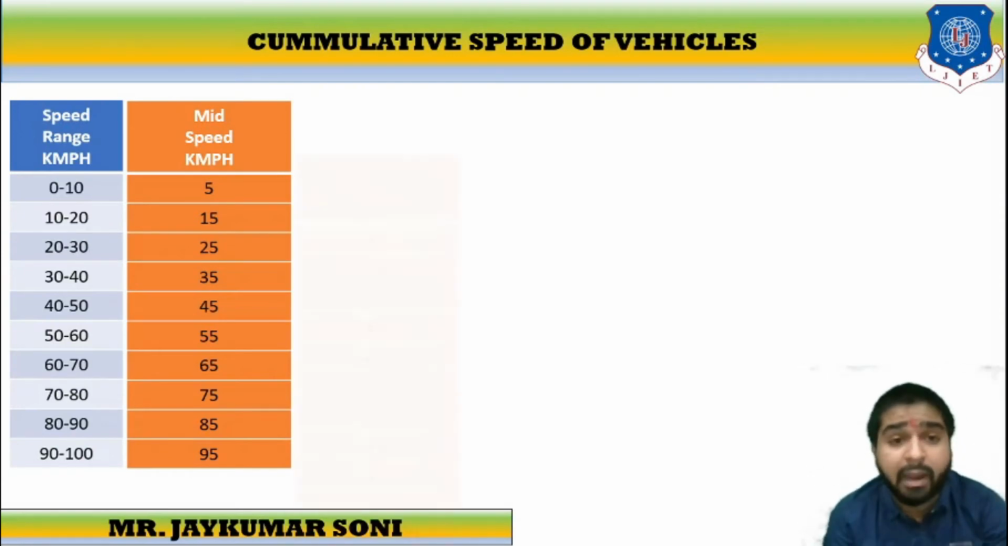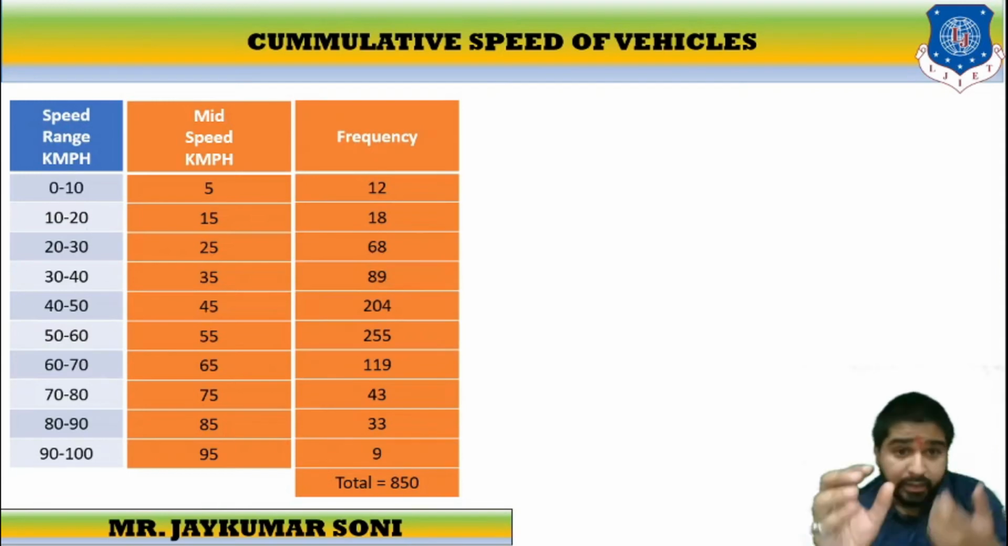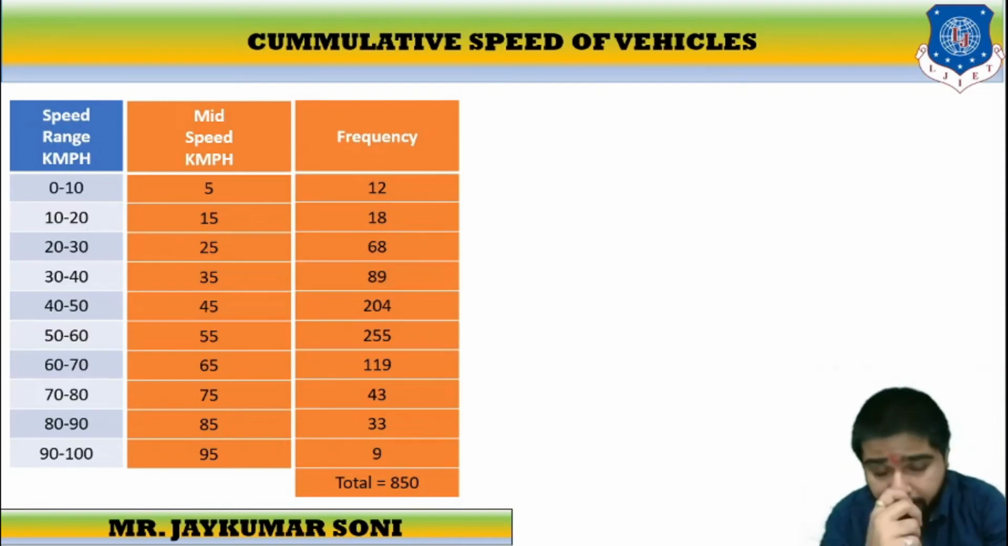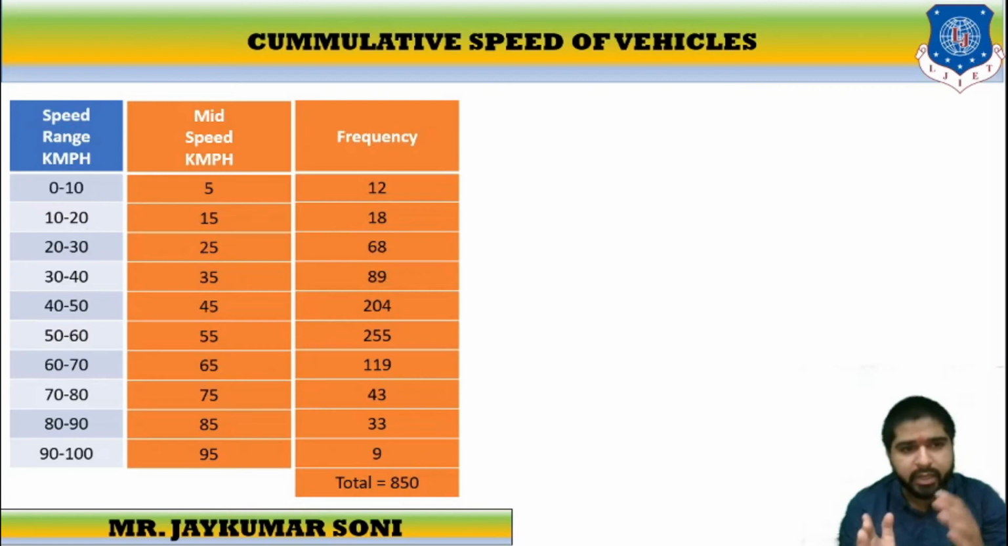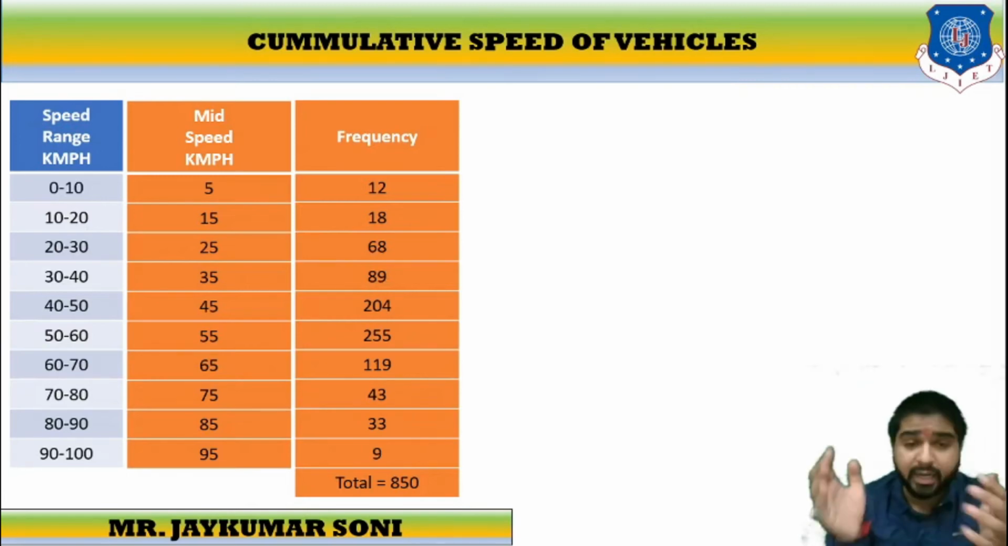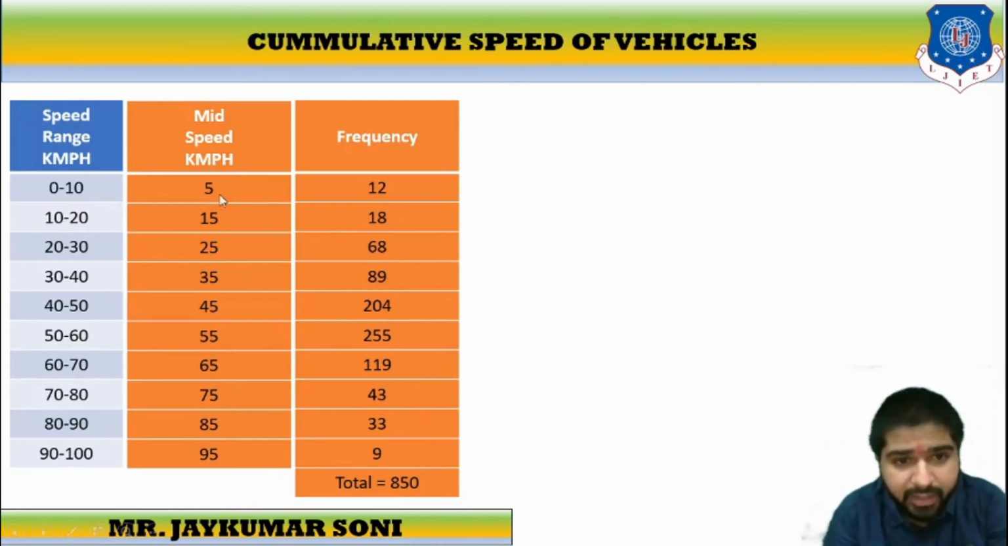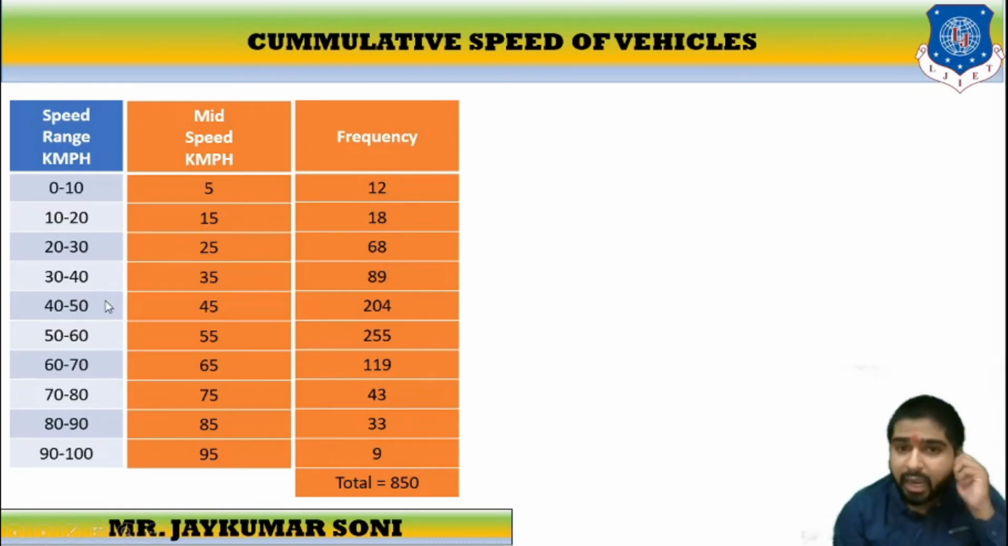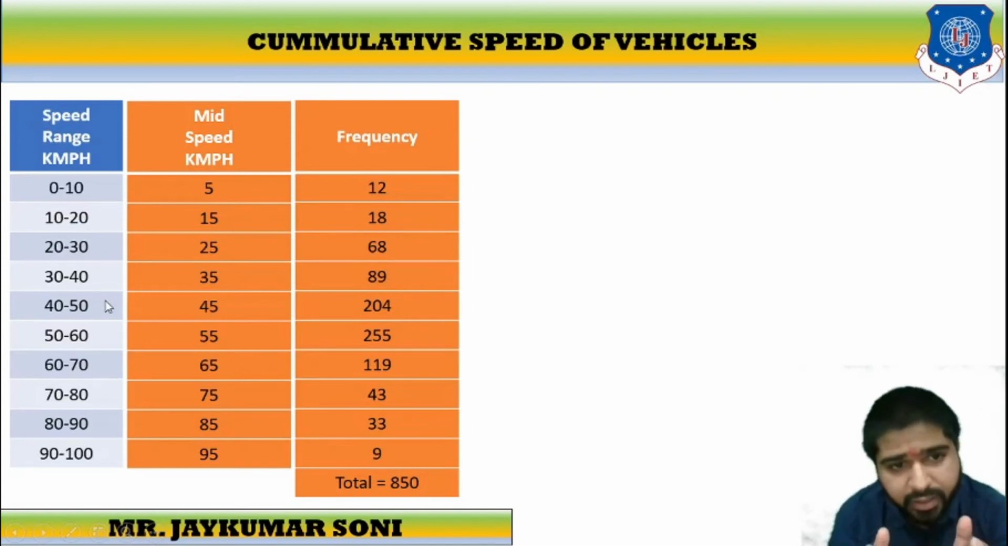Now I will put in my count. I have observed that there are 12 vehicles in total traveling in the speed range of 0 to 10. There are 18 vehicles traveling in the range of 10 to 20. 68 vehicles were traveling in the range of 20 to 30. After completion of the speed study data, I will have this data, and at the end, I have the total calculated value as 850.